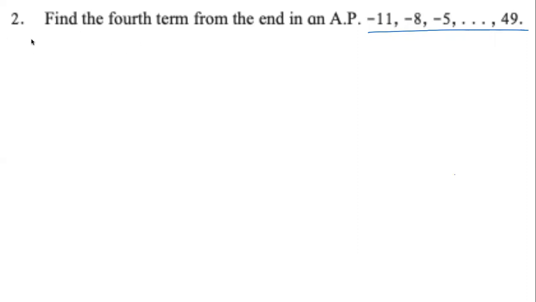Looking at the given AP, can you quickly tell me, when you speak up, what is the first term in this AP? First term is minus 11. Very good. Minus 11. And what is the D for this AP? How will I calculate D? If I write D equals minus 8, then what will I write? Minus 11. That is correct. So this becomes minus 8 plus 11, which is equal to 3.